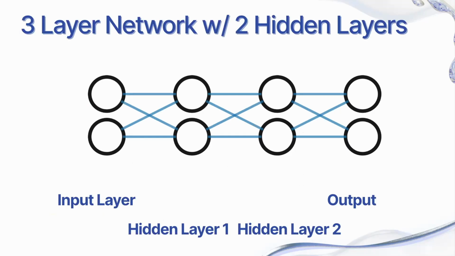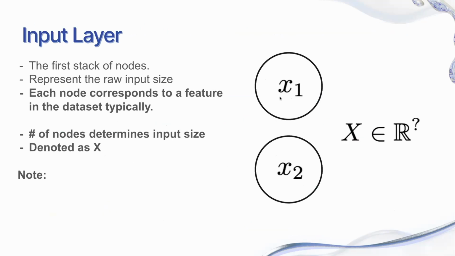Okay, so this is called a 3-layer network with 2 hidden layers. A third layer would be your output. Your 2 hidden layers would be the layers inside there, right here and right here. We'll first look at the input layer. Our input layer, again, is represented by a stack of nodes. It's the first stack of nodes. It represents our raw input, what we're feeding into the network.